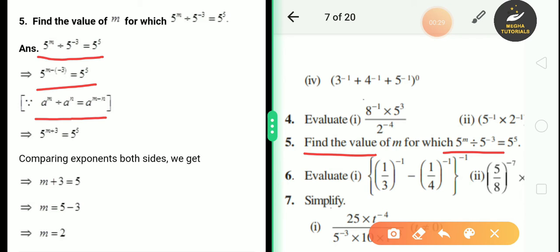So in the next step we will get minus minus plus. So 5 raised to m plus 3 is equal to 5 raised to 5. Now bases are same, 5 and 5. So we can compare their exponents. So we can write m plus 3 is equal to 5. So using transposition we can write m is equal to 5 minus 3 and therefore we will get m is equal to 2. So this is your final answer.